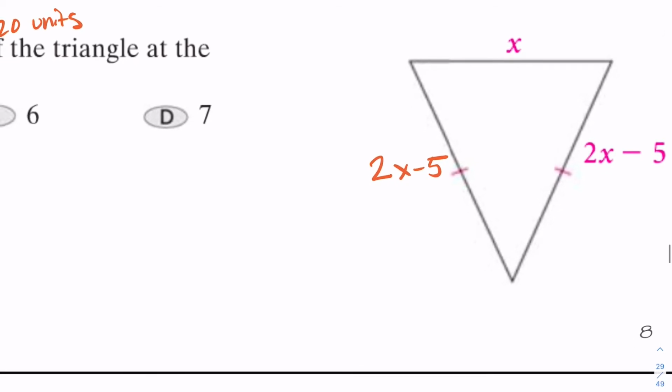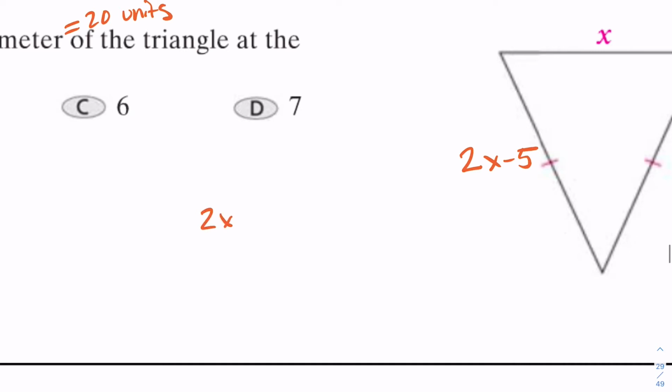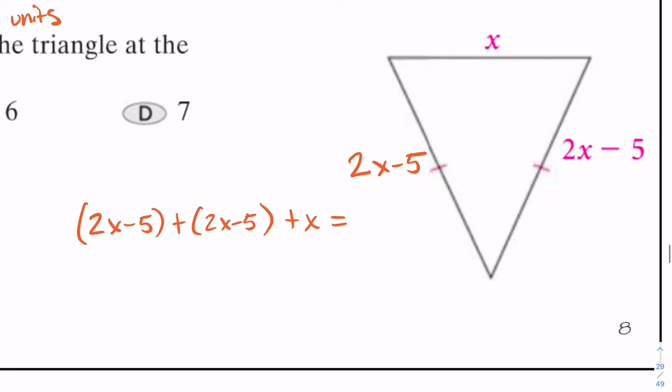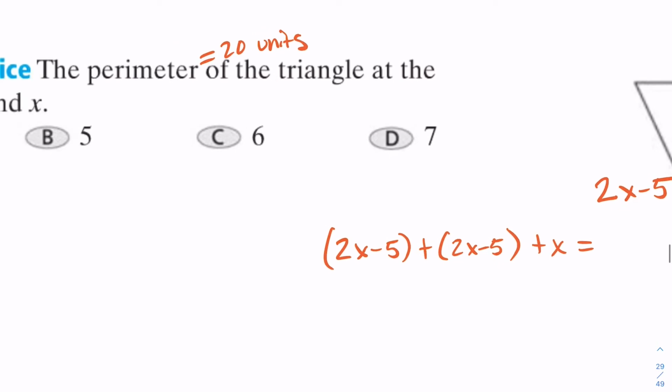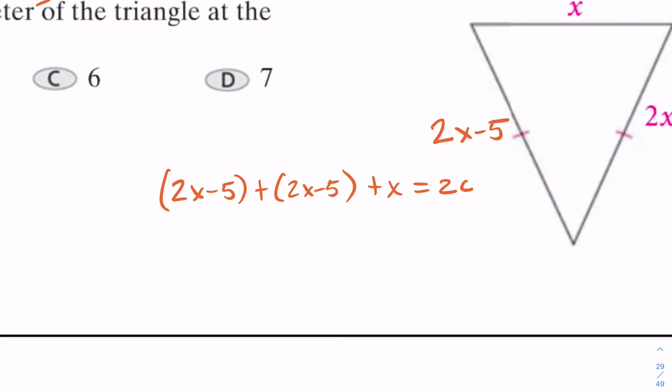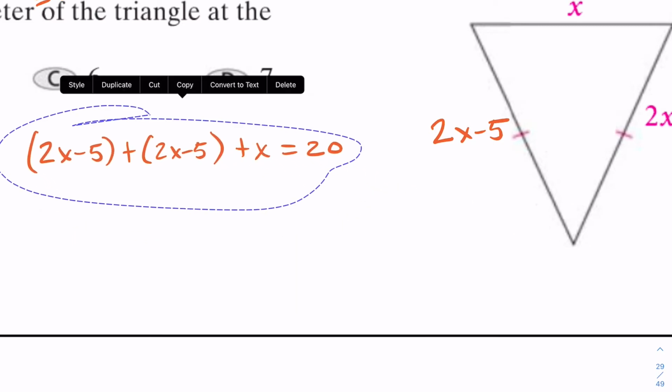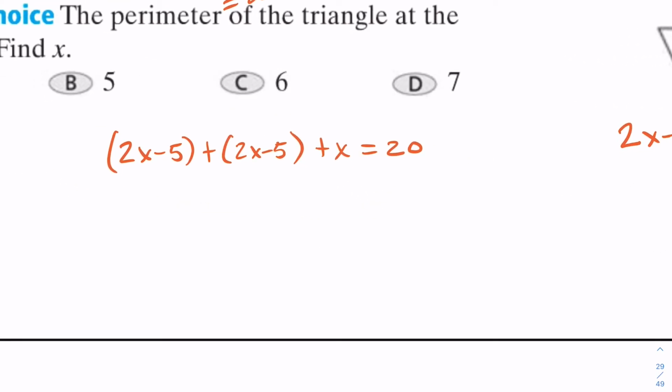And so now to find the perimeter, I'm going to do 2x minus 5 plus 2x minus 5 plus x equals, we were given that it was 20 total units. So this is equal to 20. And I will just move this over a little bit.